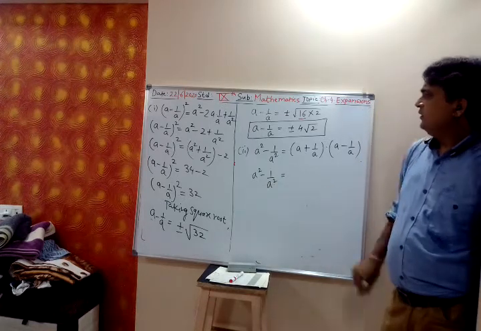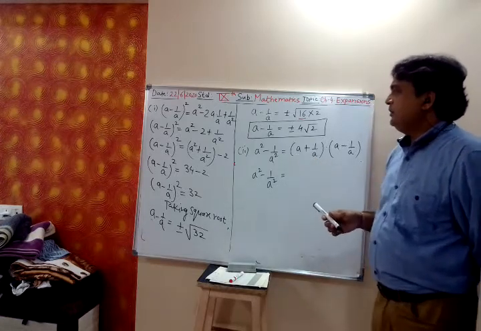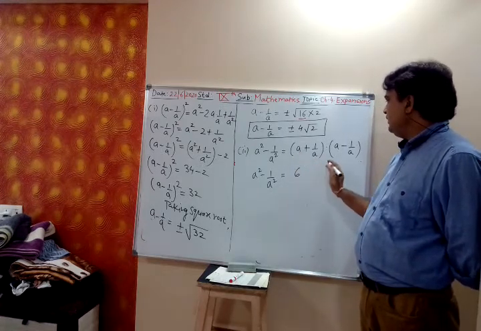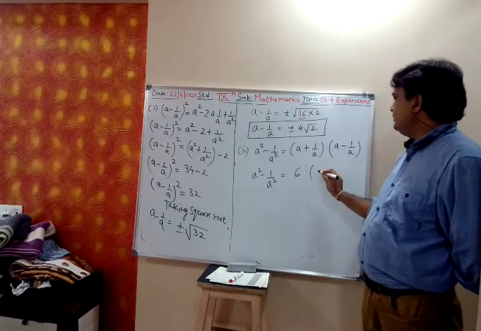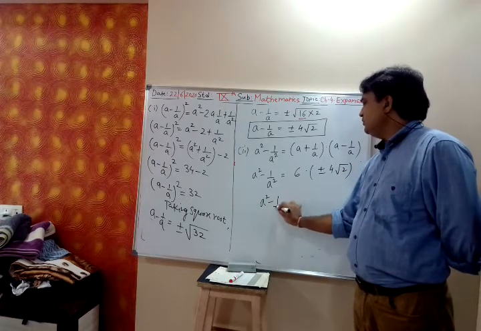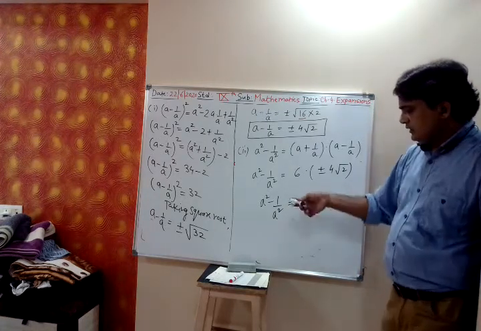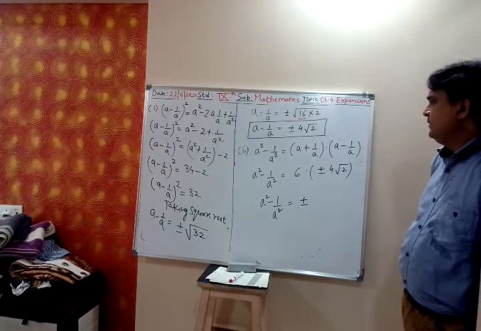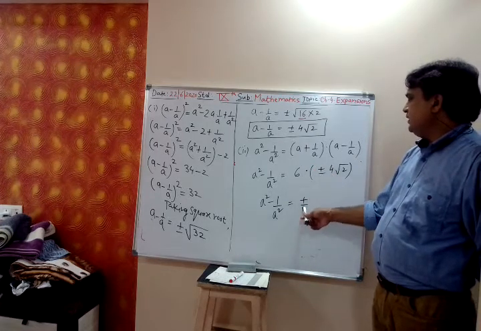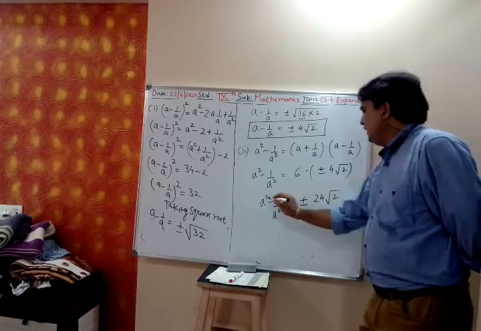Write that only. A plus 1 upon a. What was that value? This value is 6, given. A plus 1 upon a into a minus 1 upon a is plus minus 4 root 2. So now we multiply for a square minus 1 upon a square. We write plus minus. Second part I am doing. So 6 into, it is multiplication. Plus minus we take outside, then 6 into 4 is 24 root 2. And this is the answer.